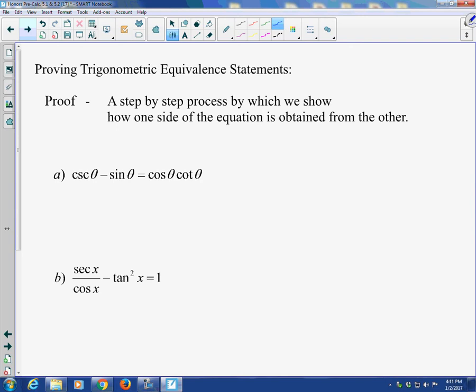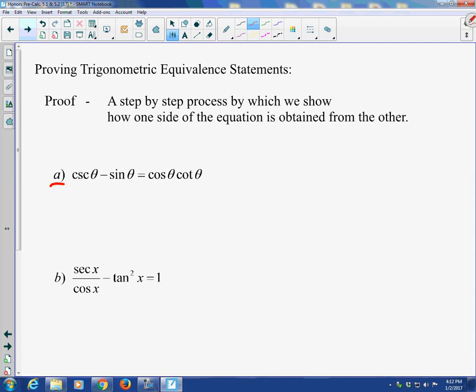So that basically means we're going to take one side of our equation and work with that one side to show that it equals the other side of the equation. So this isn't something where we're subtracting things from both sides or going from one side to the other with algebra. We're basically just taking one side of our equivalence statement and manipulating that to show that it equals the other side. Right, so we're going to look at A together, and then I'm going to let you guys try B and C on your own. So right here, I've got cosecant theta minus sine theta equals cosine theta times cotan theta.